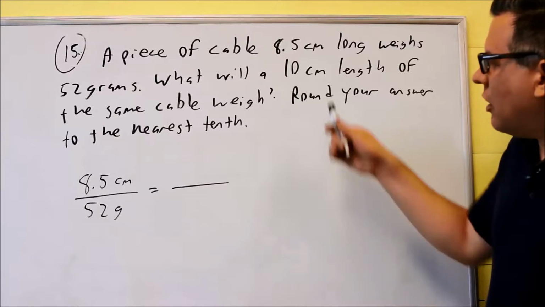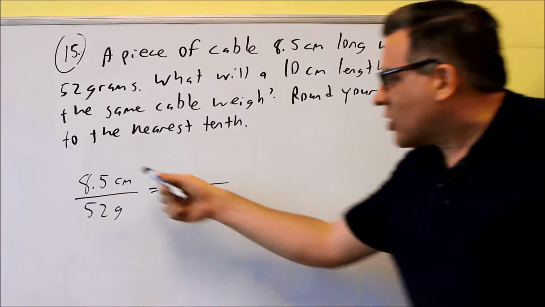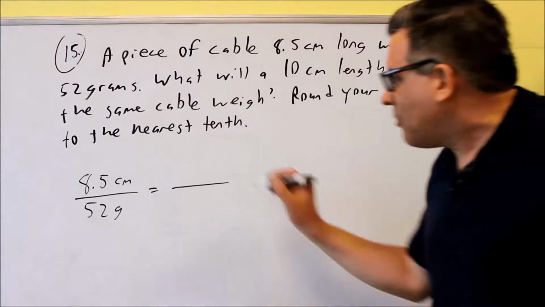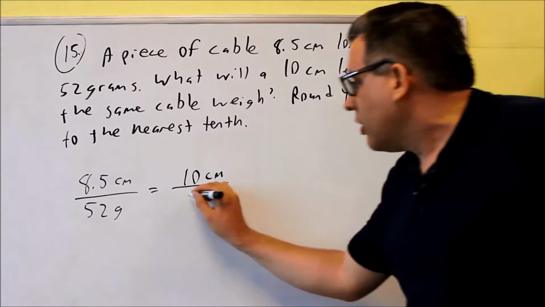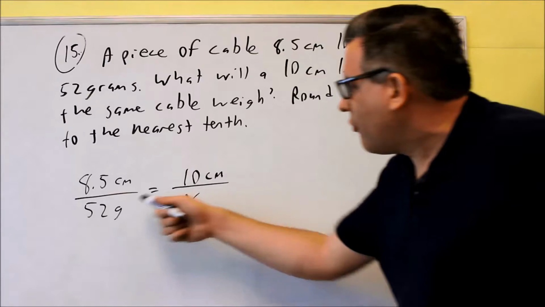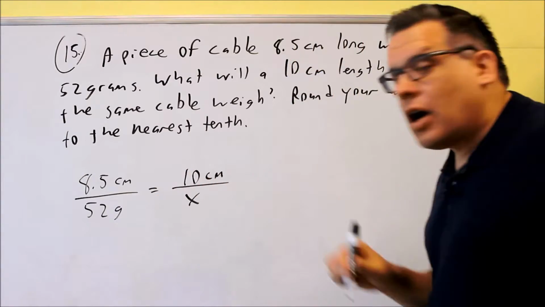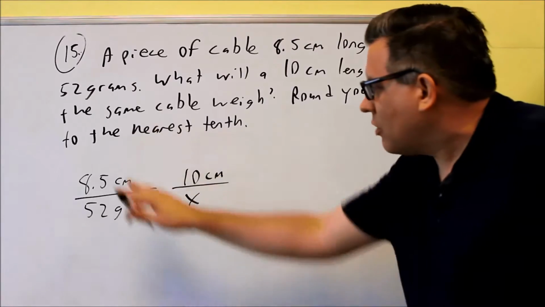So they're saying, what will a 10 centimeter length weigh? Because I've decided to put the centimeters on top, I have to still make sure I write my 10 centimeters over there, and my x is going to be down below. That's what I'm trying to solve for. I'm trying to solve for how many grams that will correspond to if I have 10 centimeters. So this is the proper way to set it up.